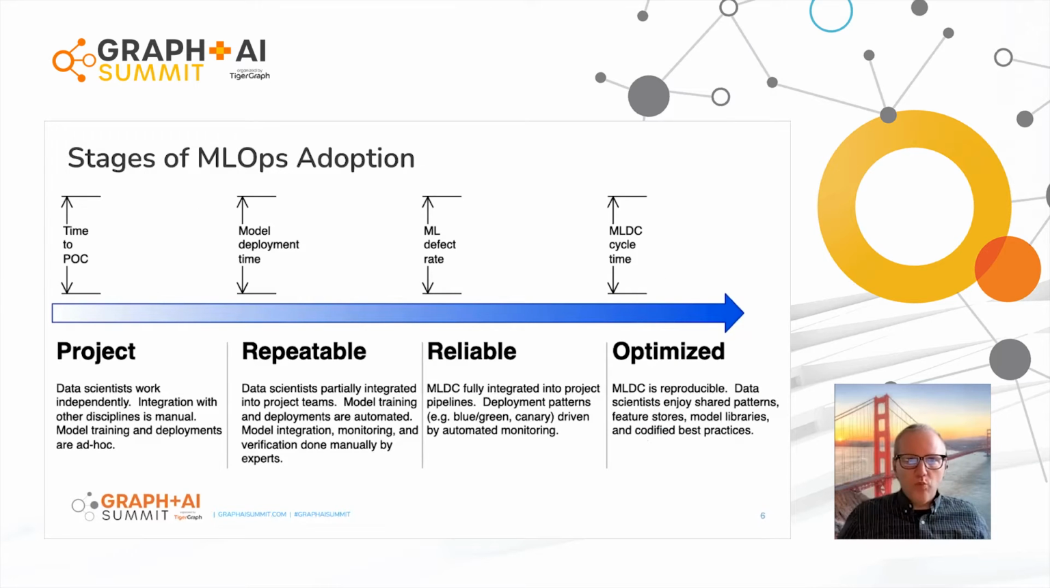And so we've put together this mental model of stages of MLOps adoption. Where most people start is at the project phase. So you start up your first machine learning project, you have your data scientists working, they produce a model, they're interested in getting their proof of concept done quickly, so that's the thing they measure.